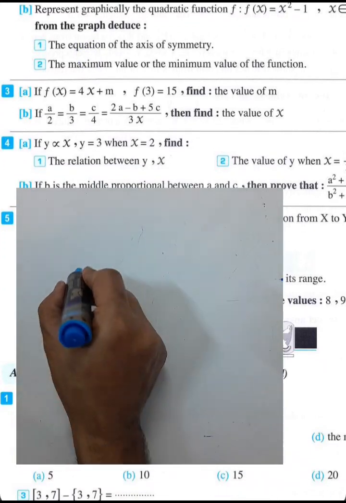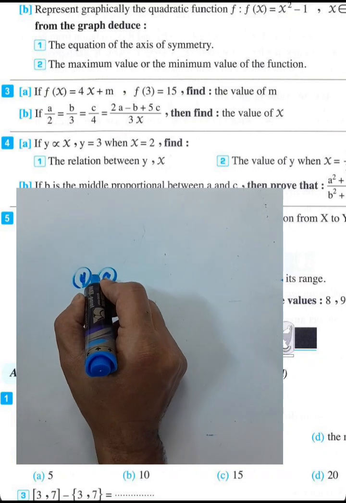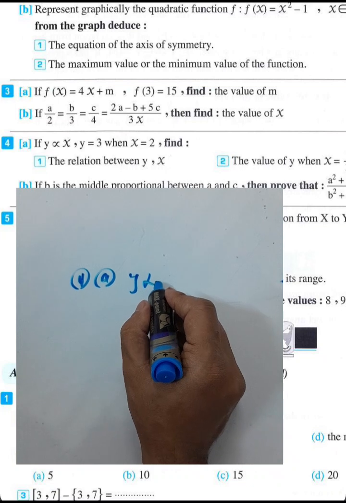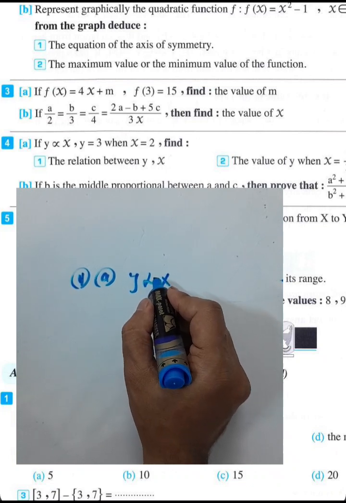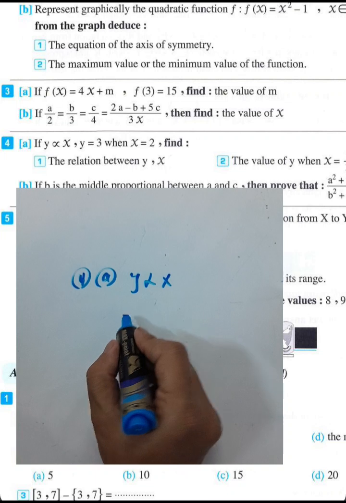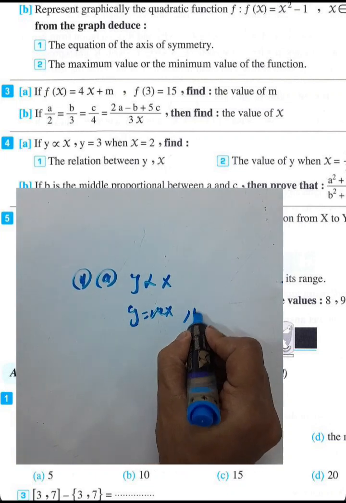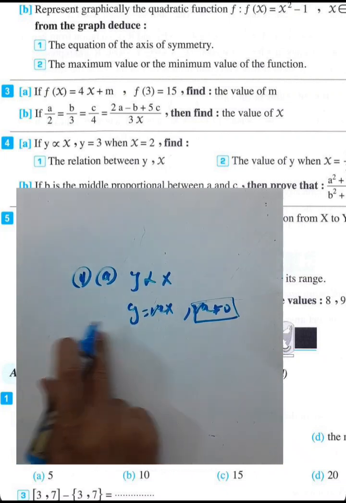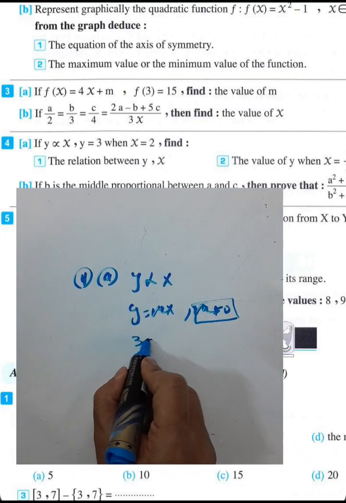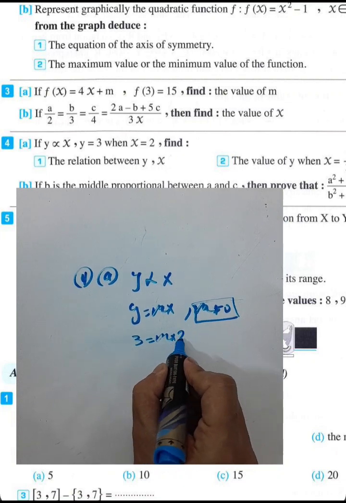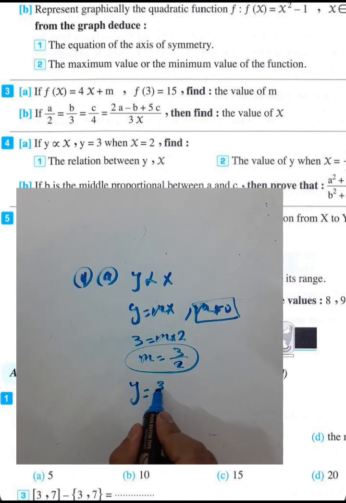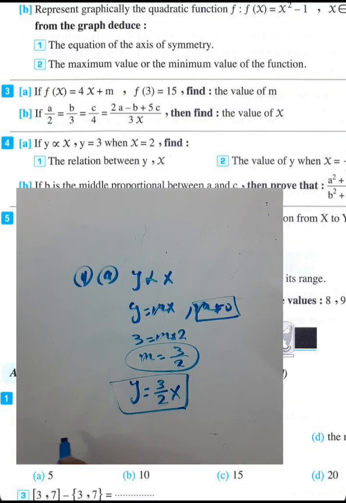Question number 4, letter A. We have y varies directly with x. When x equal 2 and y equals 3, you can write the relation y equal mx, where m is the constant. Then he gives us the value of y was 3 when the value of x was 2, then the constant equal 3 over 2, then the relation y equal 3 over 2 x.